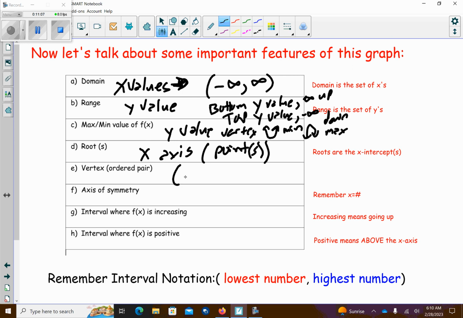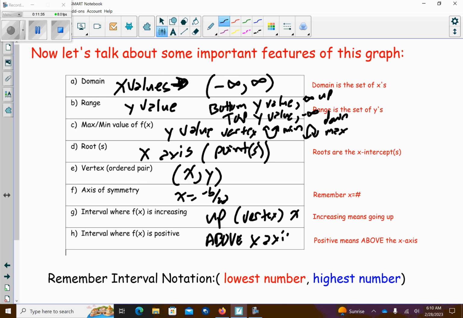The vertex is x comma y. We've been doing that. The axis of symmetry is x equals negative b over 2a, whatever that worked out to. Increasing is where the graph is going up, and you start from the vertex, and you talk about the x value, and then interval where it's positive is above the x-axis. Okay, so that can be a little complex, but we're going to talk a lot more about that.